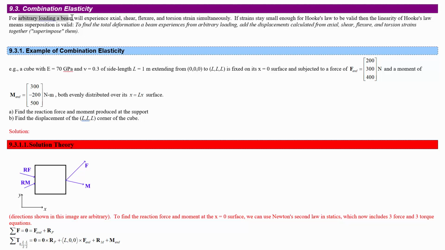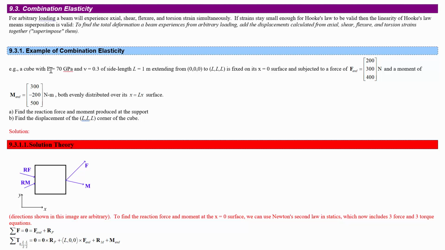So for arbitrary loading, a beam is going to experience axial, shear, flexure, and torsion strain simultaneously. If strains stay small enough for Hooke's law to still be valid, then the linearity of Hooke's law means that you can use superposition. That is, to find the total deformation from arbitrary loading, add the displacements calculated from the axial, shear, flexure, and torsion strains together, superimpose them. So let's give this a shot.